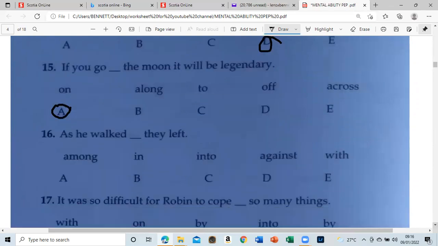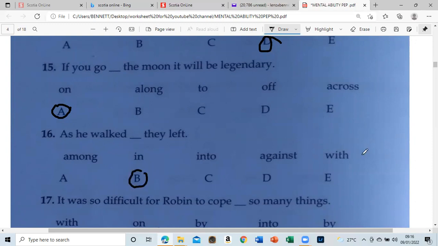All right. Number 16, as they walk blank, they left. Is it as they walk in, they left, or is it as he walked into, they left, or is it as he walked against, they left, or is it as he walked with, they left? Which would that be? As he walked in, as he walked in the room, everybody left. All right, so they left.